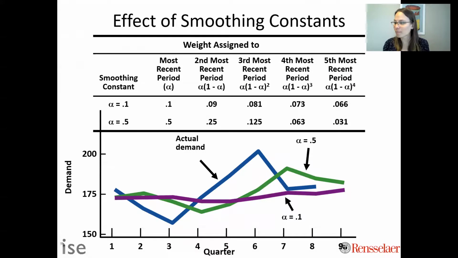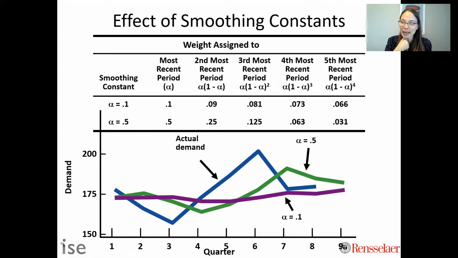Mathematically, that might be useful to see. For the most recent period, you have alpha. The second most recent has alpha times 1 minus alpha. Then you have it squared, then cubed, and so on. This is where the exponential smoothing idea comes from: we're weighting them with bigger exponents. Another thing to emphasize is, remember, alpha always has to be between 0 and 1, so this value will always be between 0 and 1.